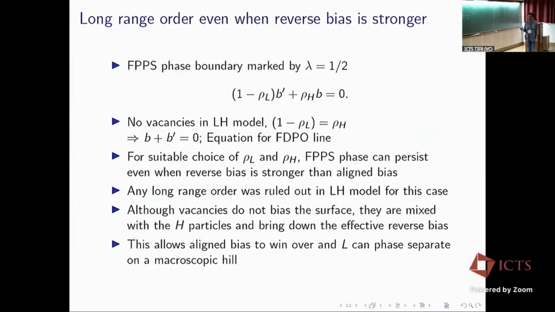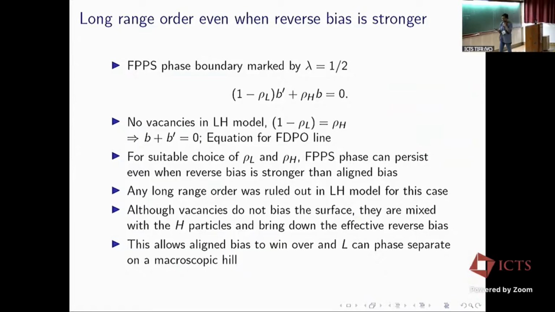Notice another thing, and this is very interesting, that I can suitably choose rho L and rho H such that I can have long-ranged order even when aligned bias is weaker than the reverse bias. This was not possible in the LH model, but now we are introducing vacancies, and now the system can sustain long-ranged order even when reverse bias is stronger.